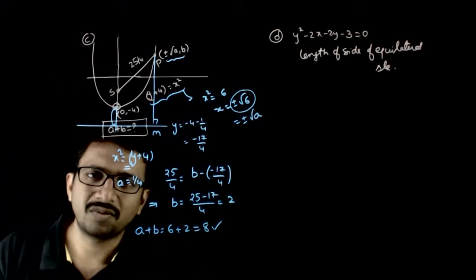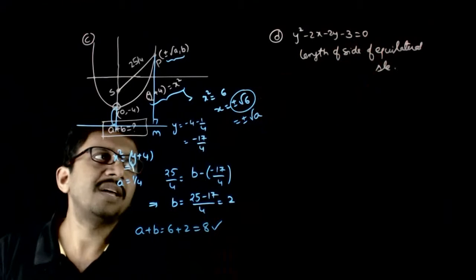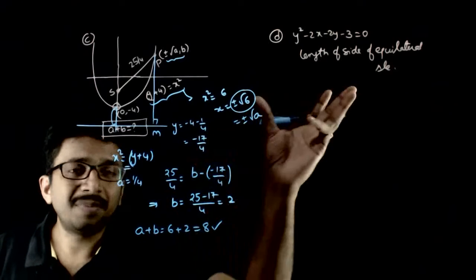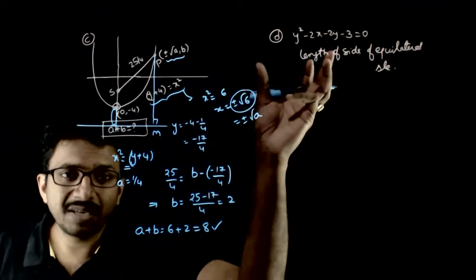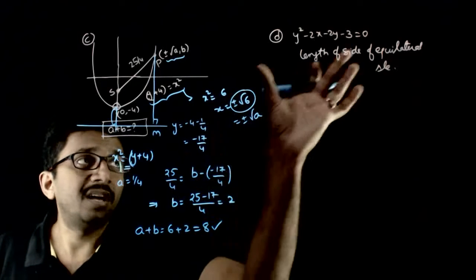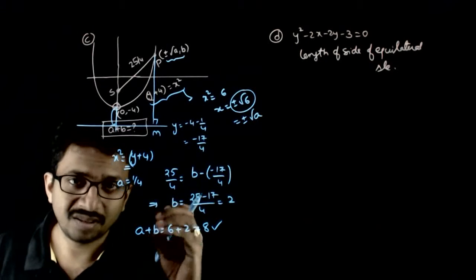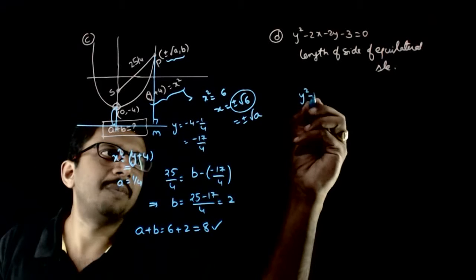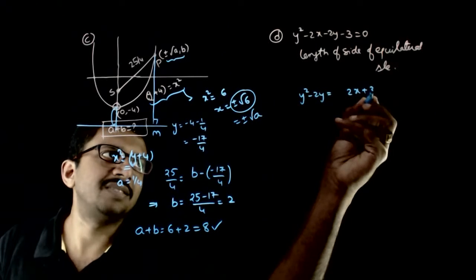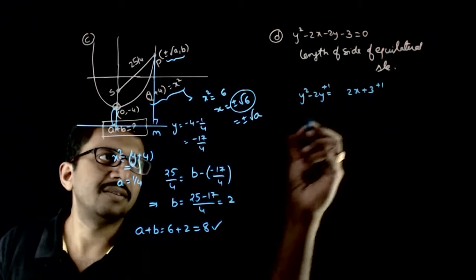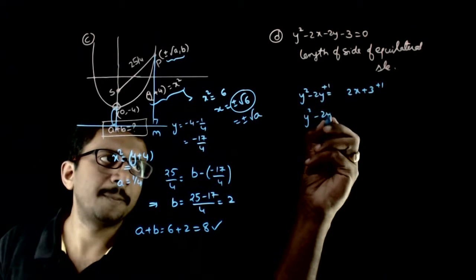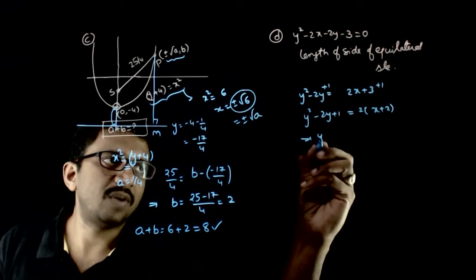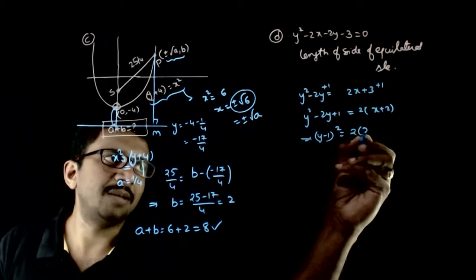Now if you go to the next question. Given y square minus 2x minus 2y minus 3 is equal to 0, you have inscribed an equilateral triangle in this parabola with one of the vertices at the vertex of the parabola. What is the length of this side? So what is this parabola? y square minus 2y is equal to 2x plus 3. If you add 1 on both sides, y square minus 2y plus 1 is equal to 2 times x plus 2. This implies y minus 1 whole square is equal to 2 times x plus 2.